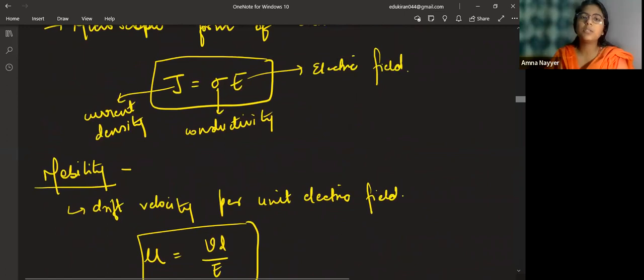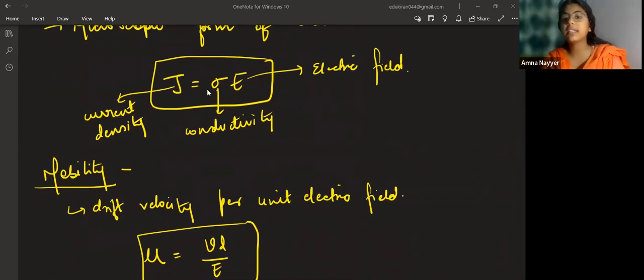J is equal to sigma E. From here, J is the current density, sigma is again the conductivity, the reciprocal of resistivity, as we just saw, and E is the electric field. This is also known as the microscopic form of Ohm's law. If microscopic form of Ohm's law is mentioned anywhere, use this relation, J is equal to sigma E.